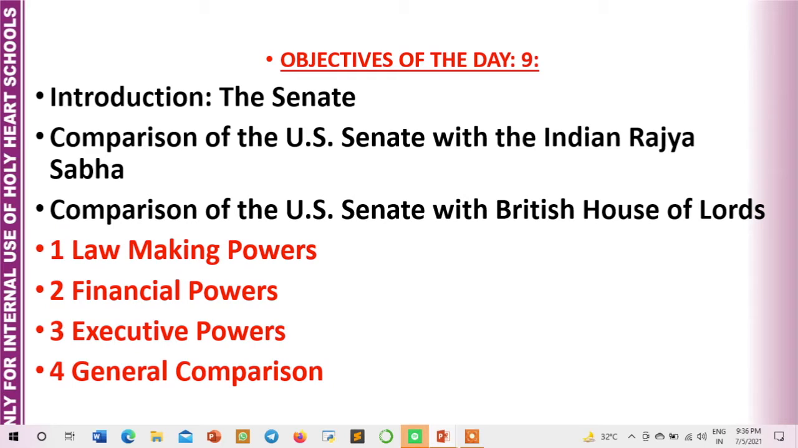First, I will introduce the Senate, then comparison of US Senate with the Indian Rajya Sabha and comparison of US Senate with the British House of Lords. You know why I have taken the names of Senate, Rajya Sabha and House of Lords? Because these all three are the upper houses of their countries. I will compare these three houses in the matter of lawmaking powers, financial powers, executive powers, and other general comparison will be there.